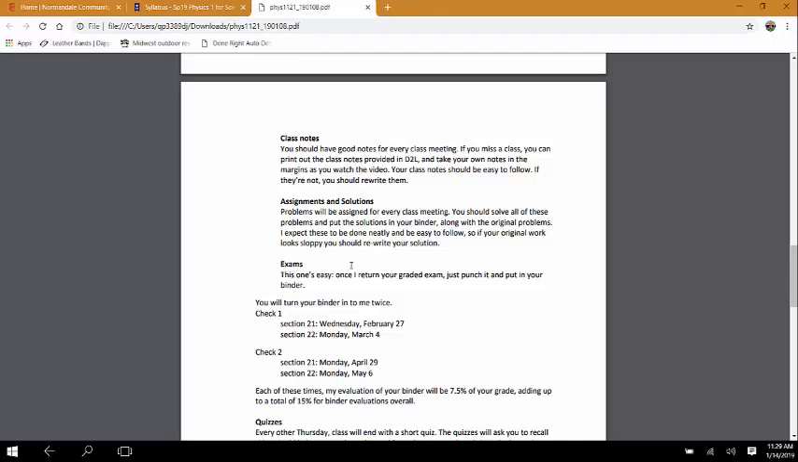And then the last one is after exams and quizzes are graded and come back to you, 3-hole punch them, and just put them in the back, just so you have them if you want to look at them later.